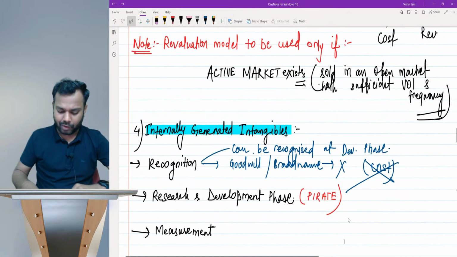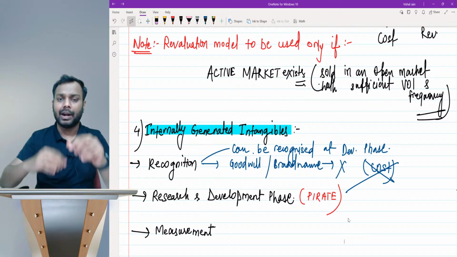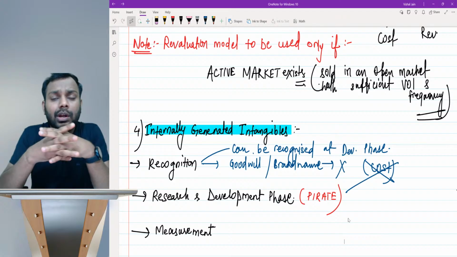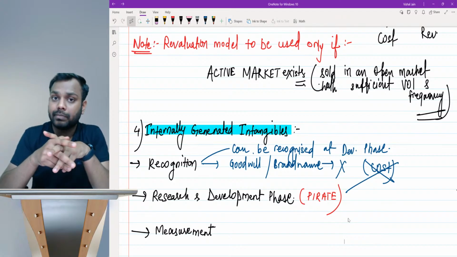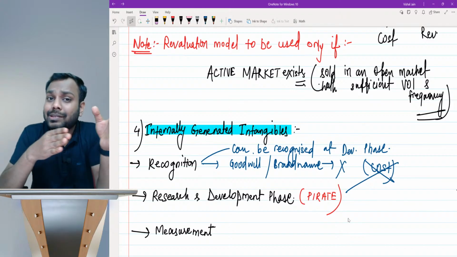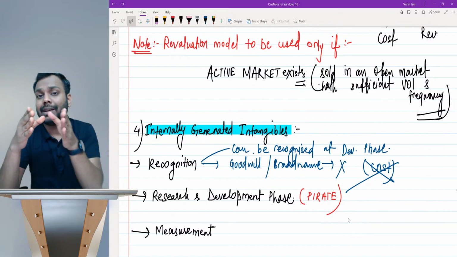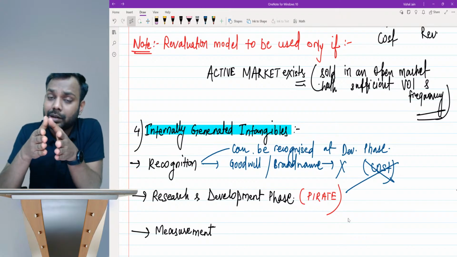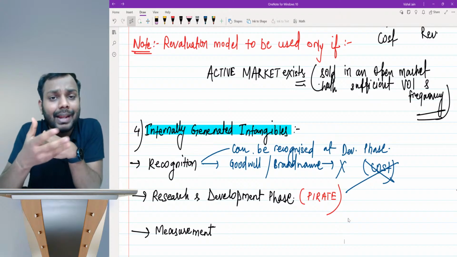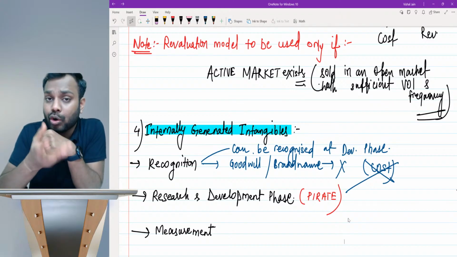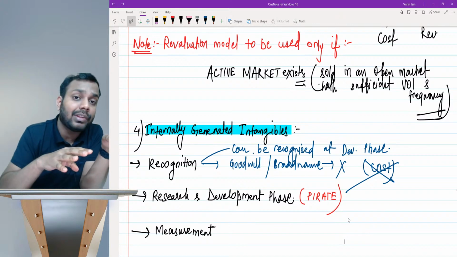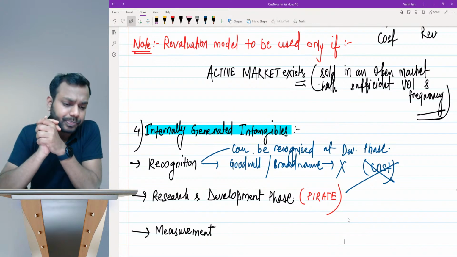Okay. Now coming to research and development phase. Guys, what happens whenever an entity develops any intangible asset? Let's suppose the COVID vaccine formula. The formula was an intangible asset, right? So first research goes on, and then once the research is successful, the development starts. During the research phase, we gain knowledge. During the development phase, we apply the knowledge that we gained in the research phase to develop the asset.